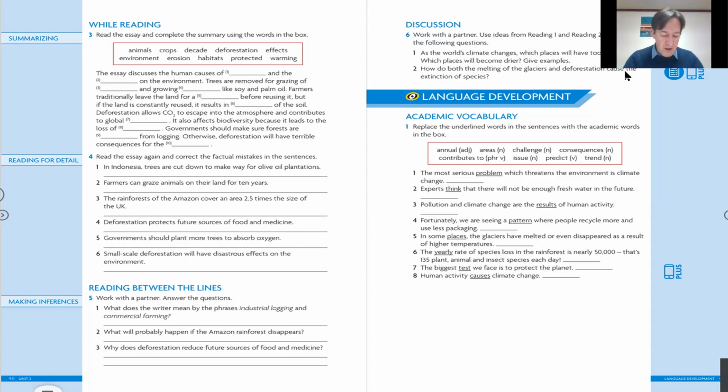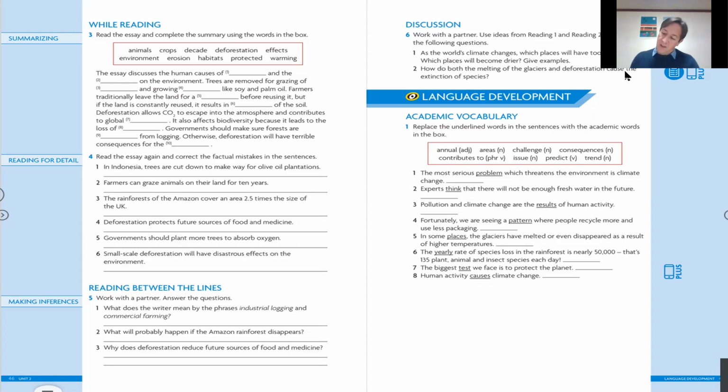Number 3, the rainforests of the Amazon cover an area 2.5 times the size of the UK. This is in paragraph 3. Is it 2.5 times? No, 25 times. Just remove that little dot. 25 times. Number 4, deforestation protects future sources of food and medicine.